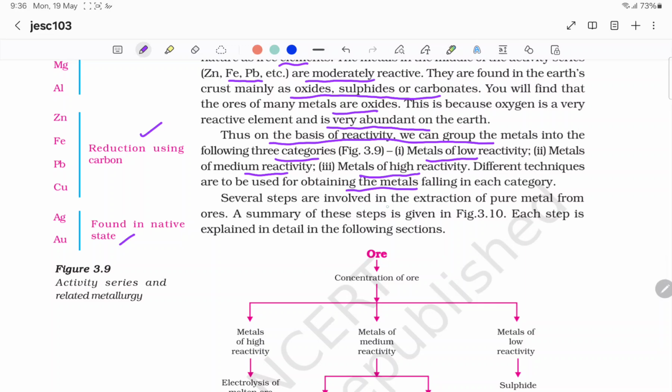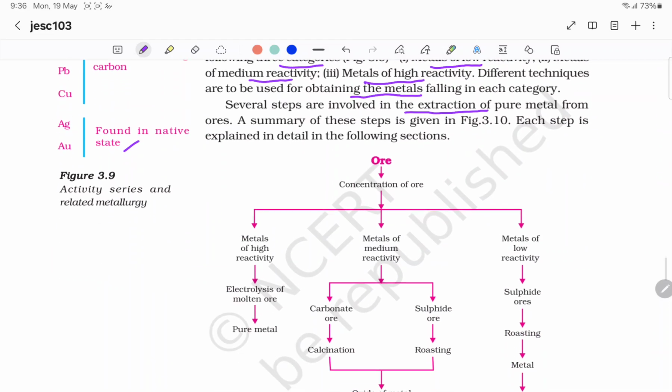So several steps are involved in the extraction of pure metal from the ores. A summary of these steps is given below. Each step is explained in detail in the following section. For example, there is an ore, and the first step is the concentration of the ore, that is, washing and magnetic separation. For metals of high reactivity, we do the electrolysis of the molten ore and we get the pure metal.